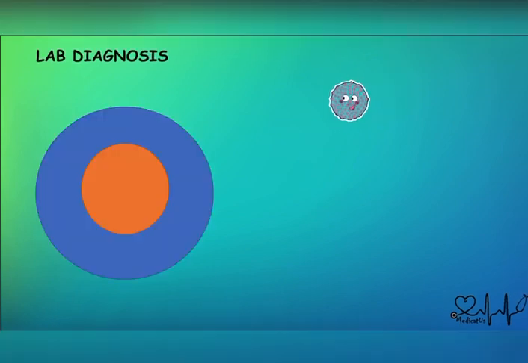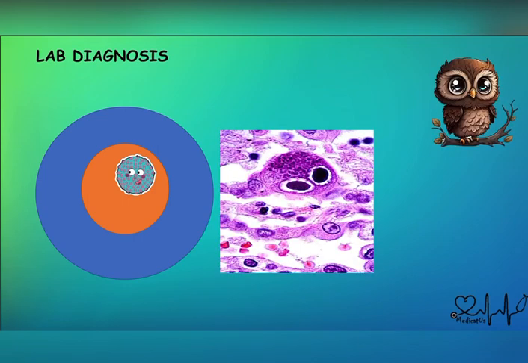Cytopathic means it will cause cell damage. As it replicates within the cell, it will break down the cytoskeleton structure. And we can notice intranuclear and intracellular inclusion bodies under the microscope, called owl eye appearance. As you can see here, this is a cell and we can notice both cytoplasmic and intranuclear inclusion bodies.